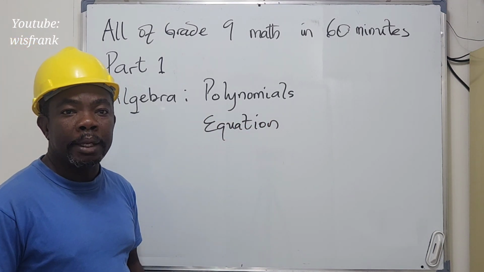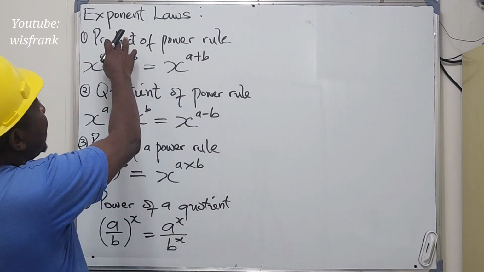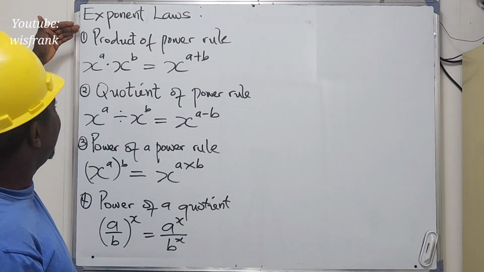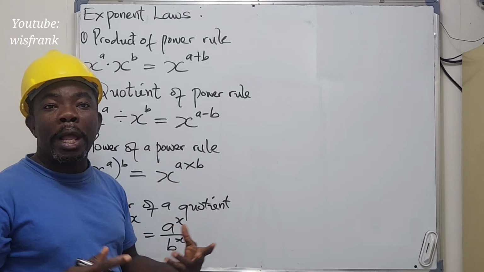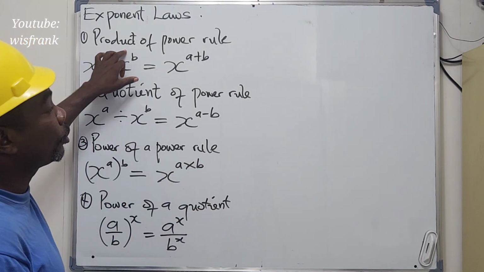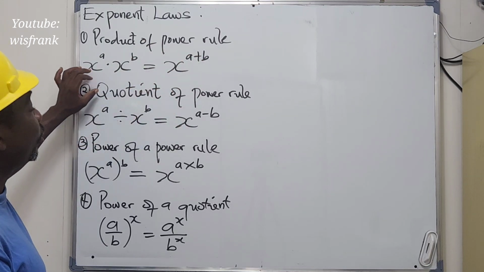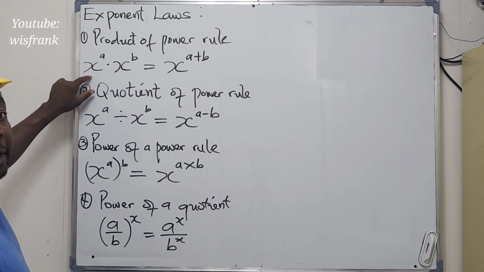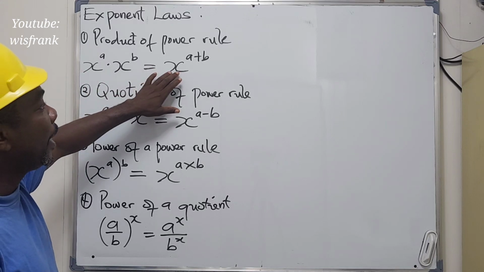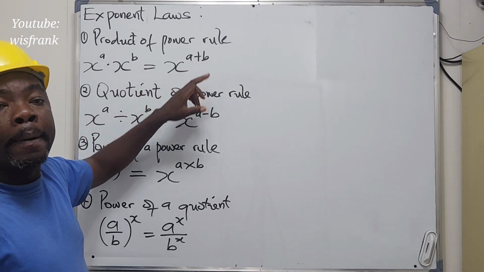The next step that we are going to look at is the exponent laws. On these laws, we are going to see these numbers of rules. We are going to use the subsequent example. Number one, we have the product of power rule. In the product of power rule, when we have x to the power of a times x to the power of b, it simply means x to the power of a plus b.